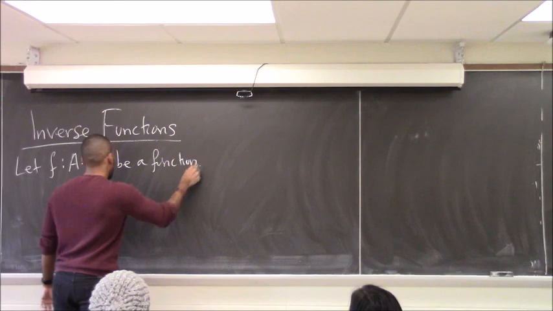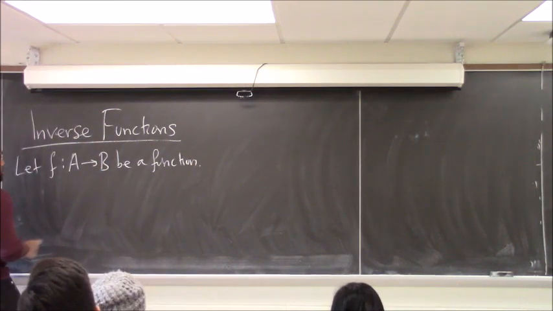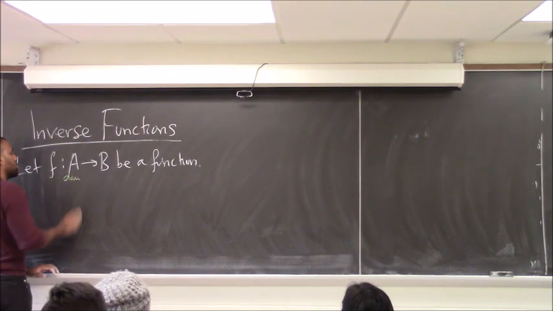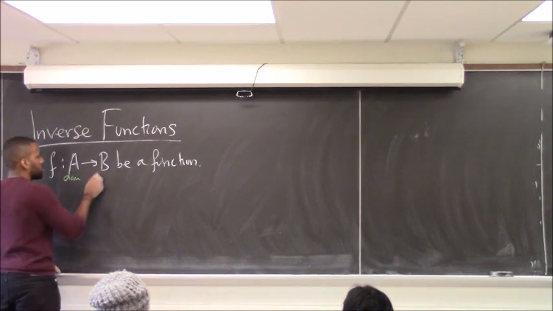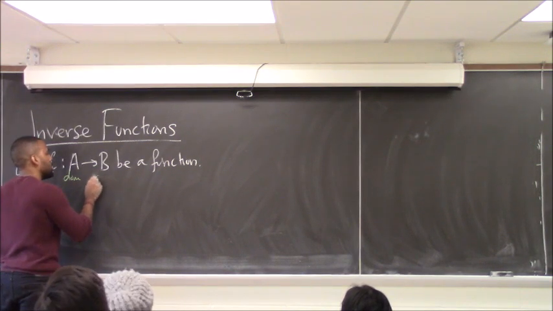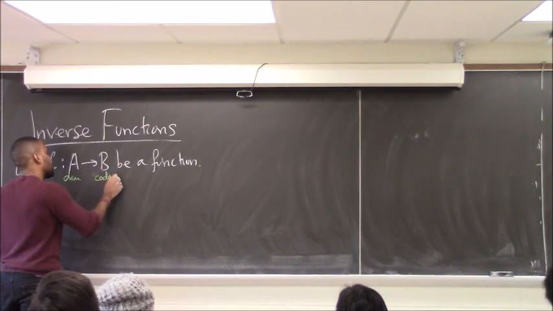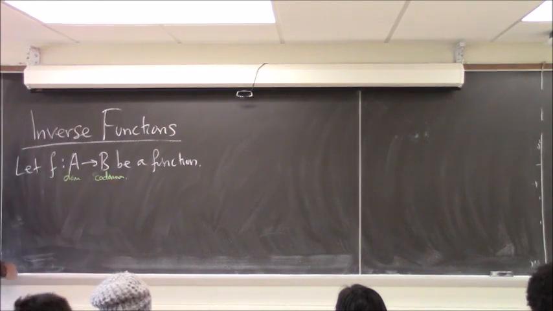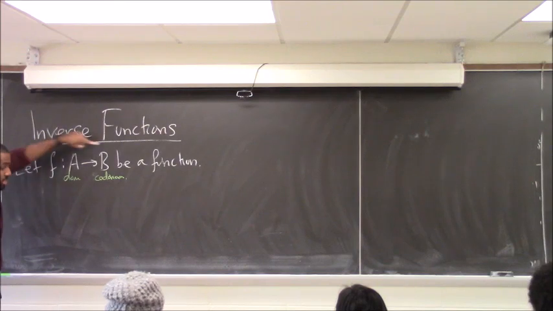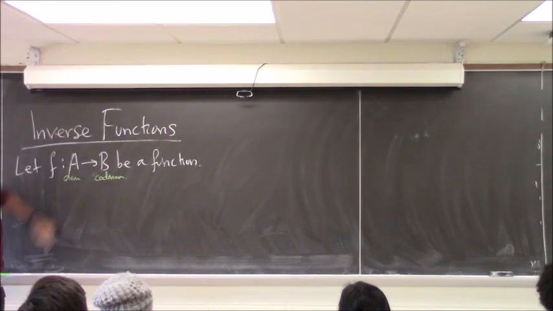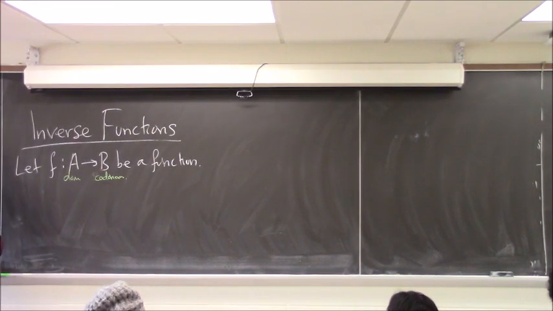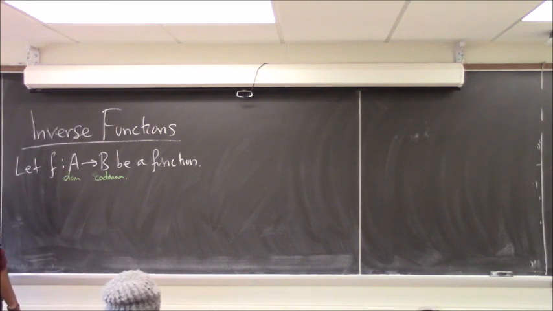Suppose f is a function. A is the set that I'm calling its domain. Usually for us it's going to be the real numbers, not always. And B is the codomain. So a function is a rule. It's going to take every single person here and connect them to exactly one person over there. So that's a function.